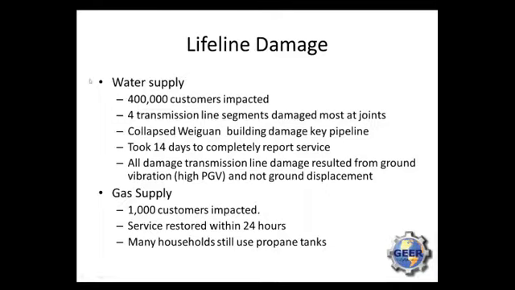The collapse of the Weiguan building on top of a key pipeline prevented the water repair work from being done. And that caused a total delay of 14 days to completely restore the water service. One conclusion made by the water agency is that this kind of damage was caused by high peak ground velocity. There was no ground displacement involved in any of the transmission line segment damages. Gas supply had limited damage because most of the folks in Taiwan still use propane gas. The damaged gas supply was always restored within 24 hours.